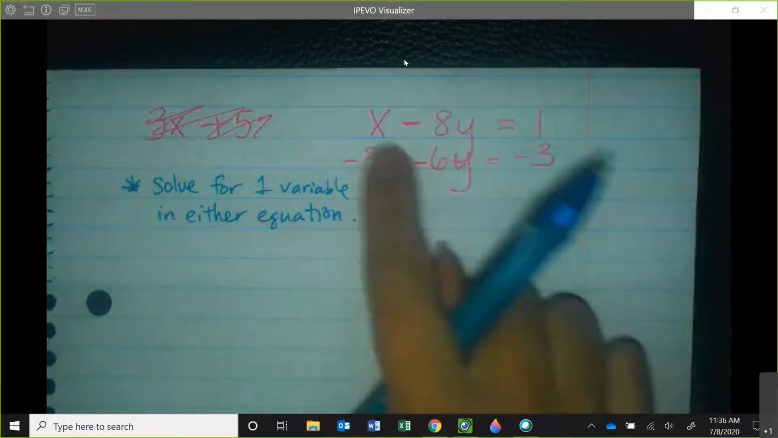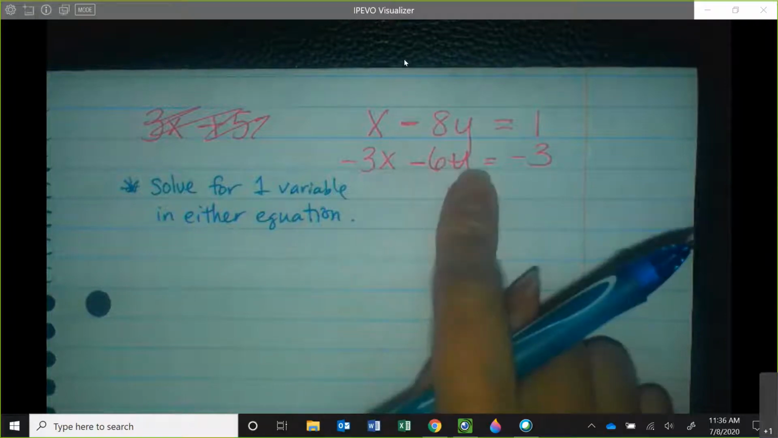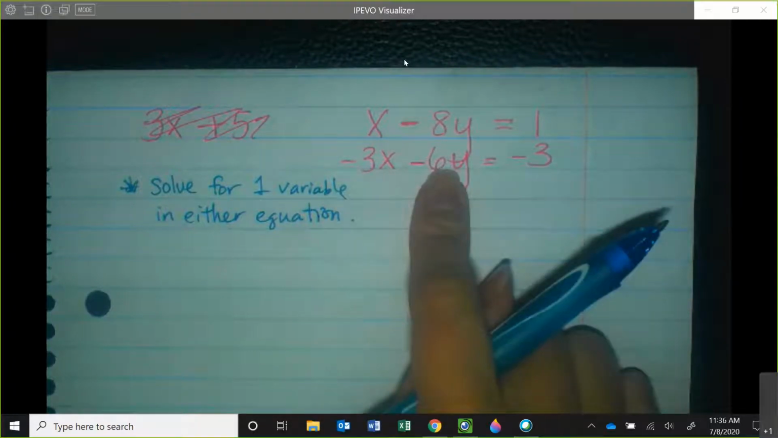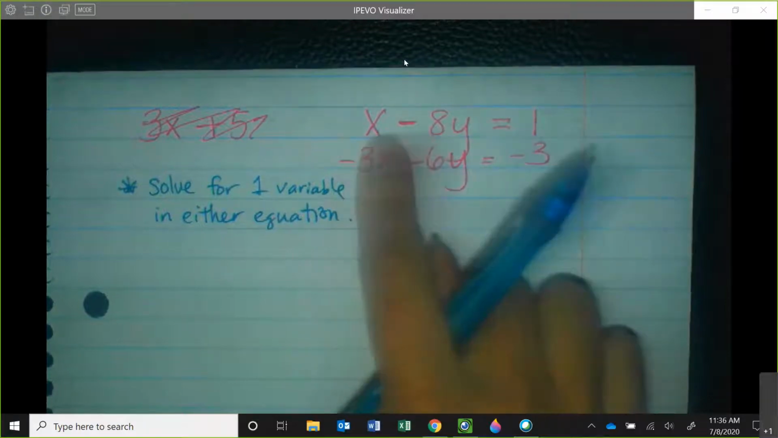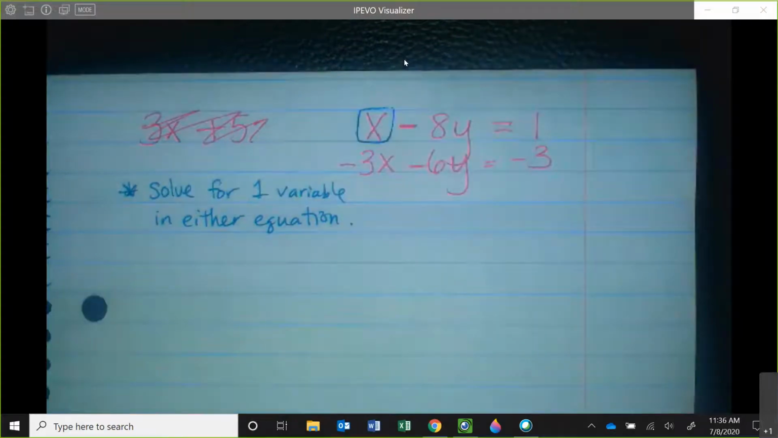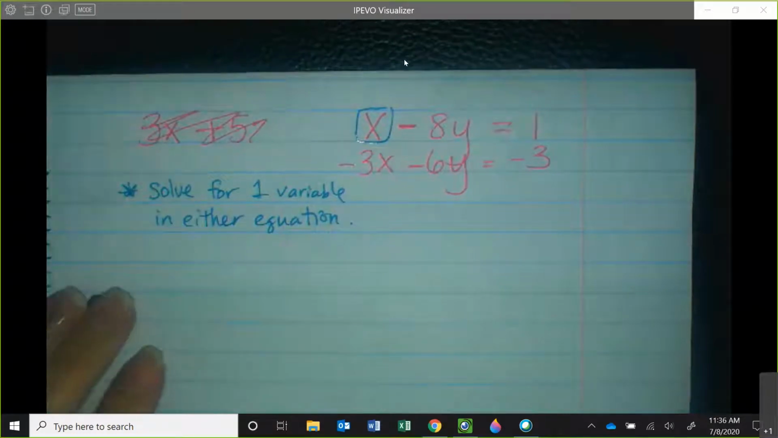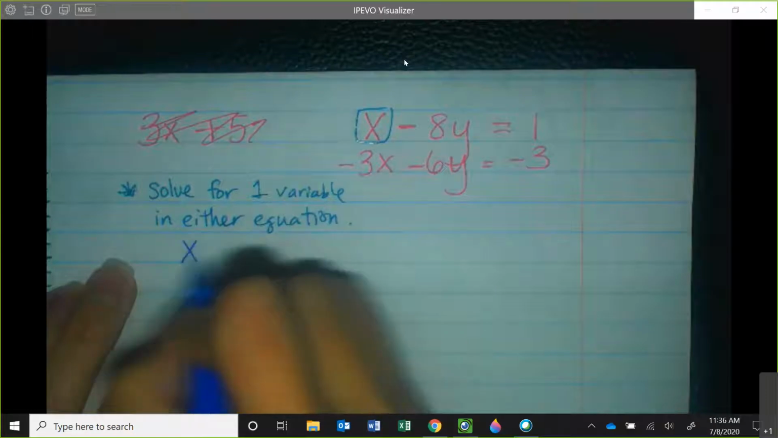Well, since this equation has numbers in front of both of our variables, that makes it a little bit harder. But this one, our x is kind of by itself, right? So that's an easier equation to use to solve with. So what do I mean by that? Well, I'm going to rewrite that equation real quick.